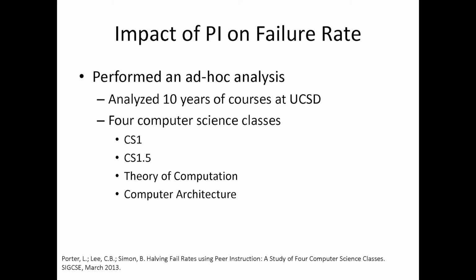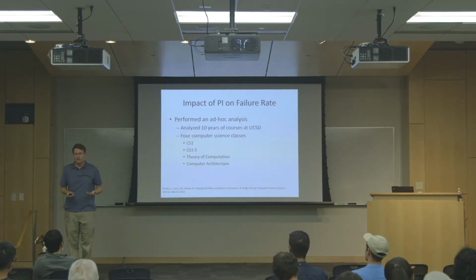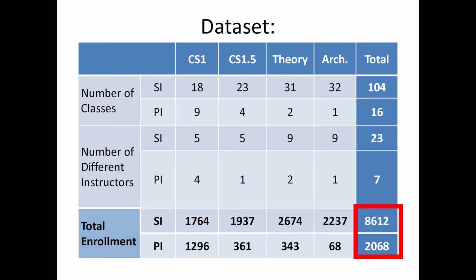What we did was, after it had been running for about 5 years, we just looked back at the last 10 years of courses at UCSD, specifically these 4 courses that had instructors teaching both with standard lecture and peer instruction. And we just asked the natural question, did it change fail rates at all? I'll get to the fail rates in just a second, but I just want to say that this data set is huge, right? 10 years of courses here at UCSD in the CSE department, lots of students.